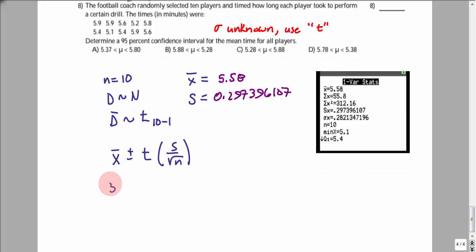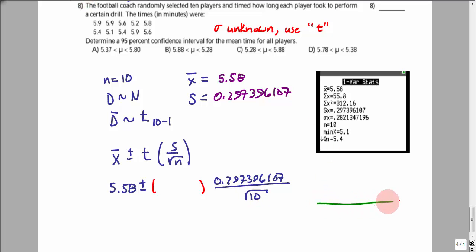So we have 5.58 plus or minus. I'm going to leave a big gap here for this T value. Figure that out in a second. And then S, and again, I don't want to round that, over the square root of n. In this case, n is 10. Now for this T value, let's go ahead and review where that comes from. This is the T distribution with 9 degrees of freedom. That's the important part here, is that 9 degrees of freedom.